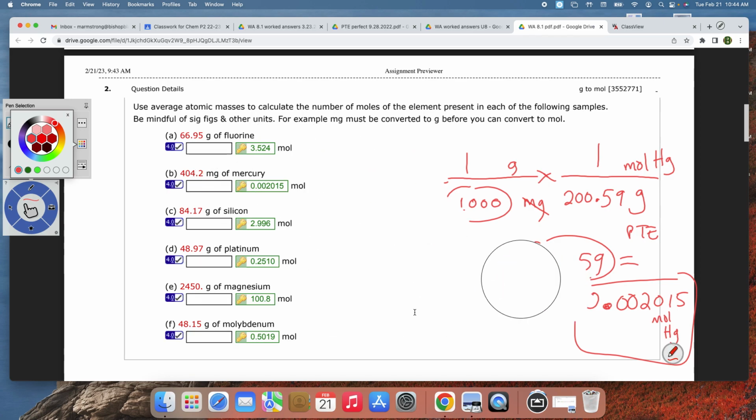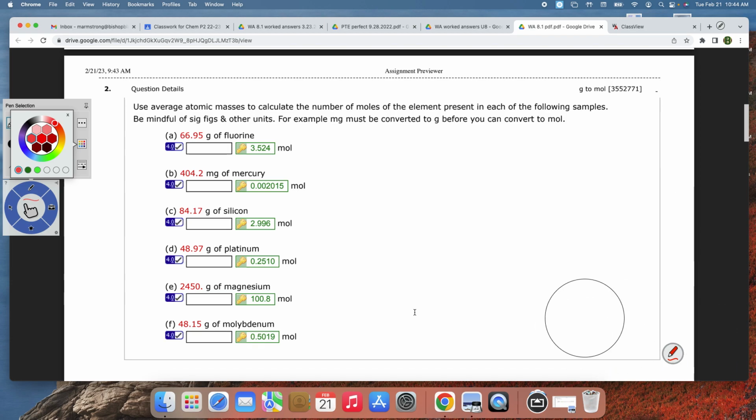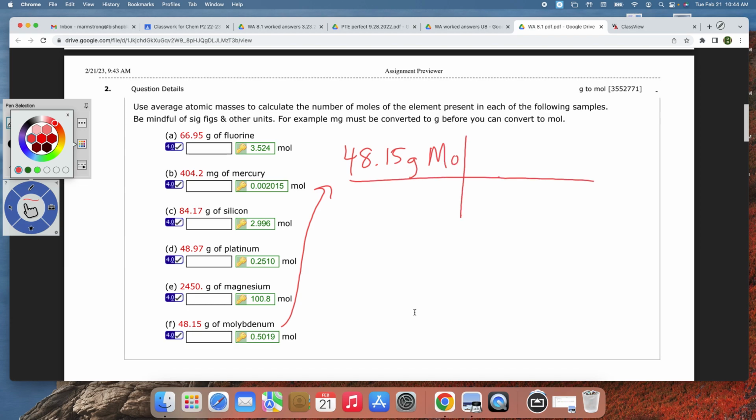Let's skip down. Let's see if there's another tricky one on here. I don't see one, but let's do molybdenum. This one is 48.15 grams of Mo, Edgar Allan Mo. I'm going to do my railroad track. I can go directly from grams to moles.